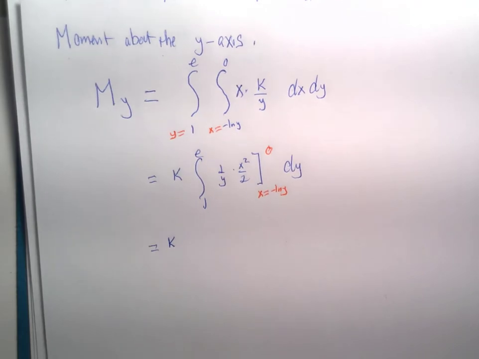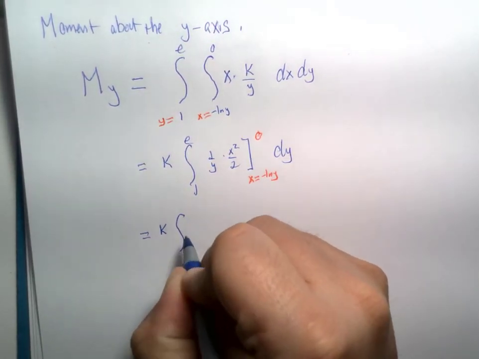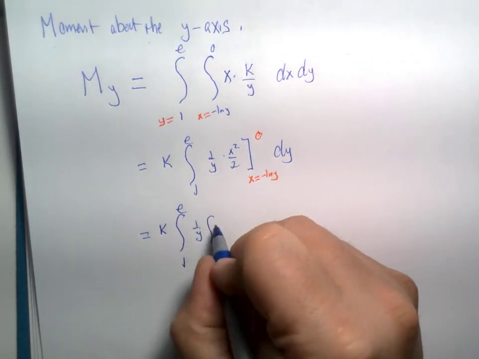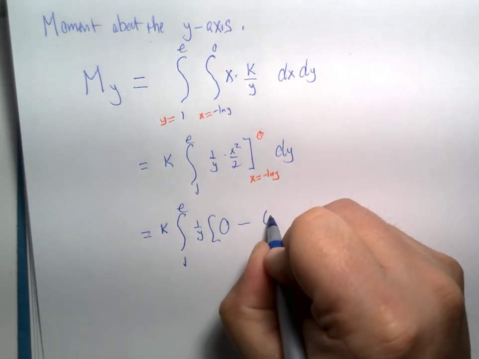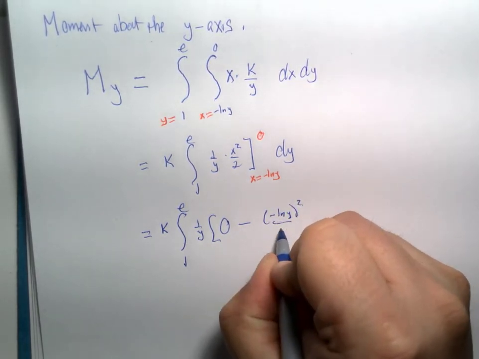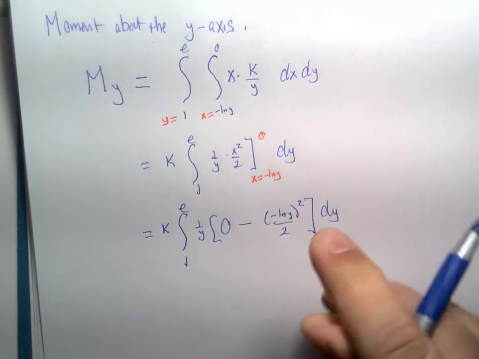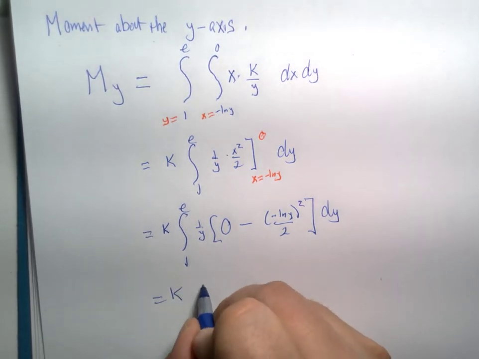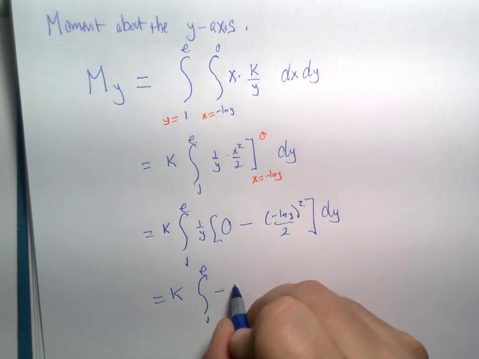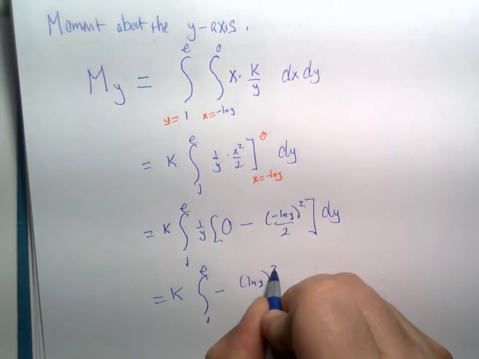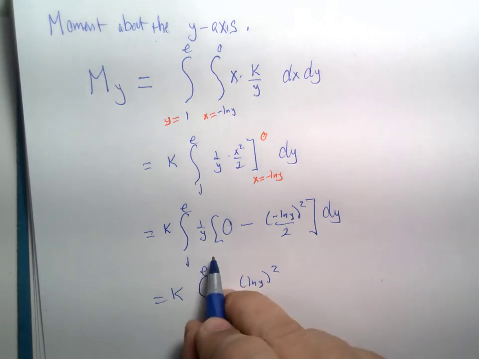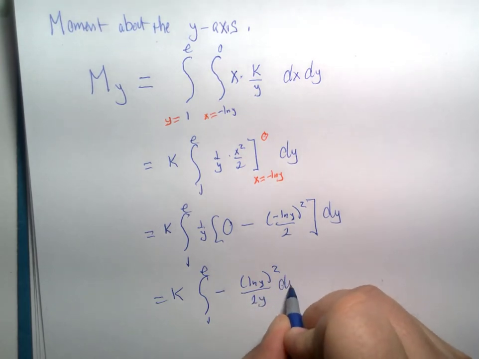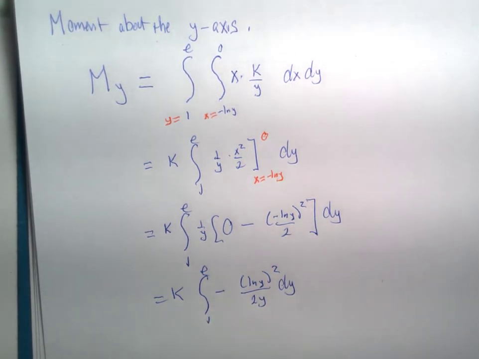Let's scroll again. 1 to e, 1 over y. You plug in 0 minus negative natural log of y quantity squared over 2. And now this minus sign is still here. K 1 to e negative natural log of y squared over 2 and over y. I guess I could factor the constant 2 out.